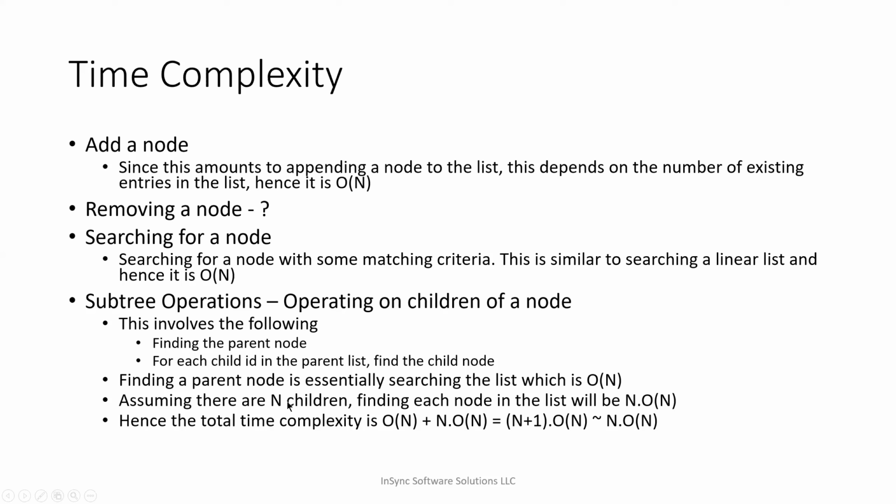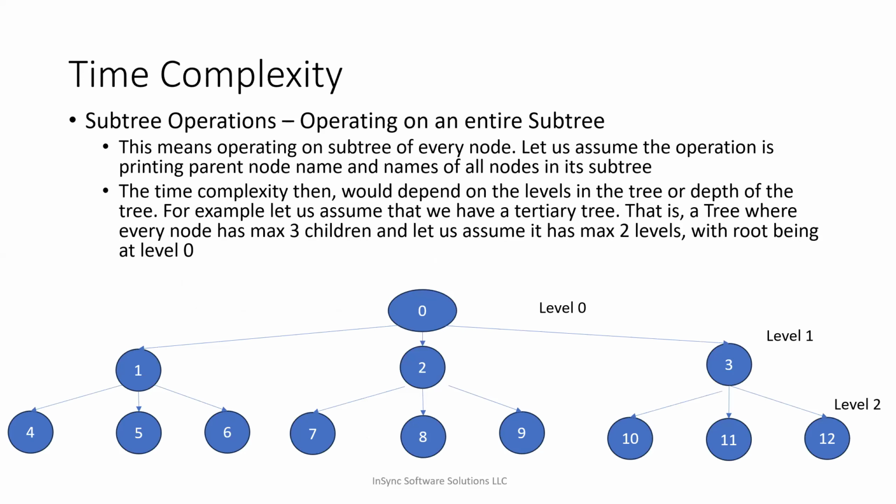And then assuming that it has another max n children, finding each node in that list will be further n into order of n. The total time complexity would then be finding the parent plus each of the children. So that's n plus 1 into order of n, fairly around n into order of n. Let's use this as a basis and look at a simple example. Let's look at n equal to 3, where you have, say, 3 levels, and I'm using zero-based index, so level 0, level 1, level 2.